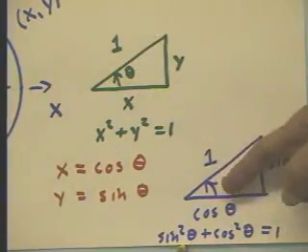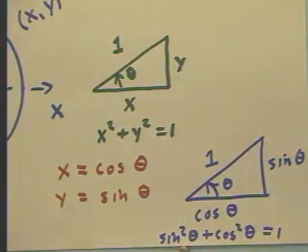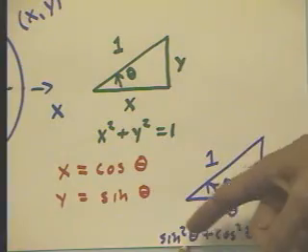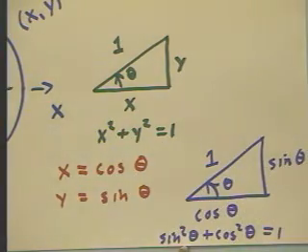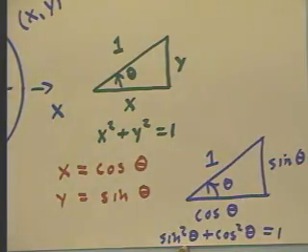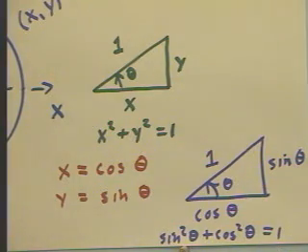We could rewrite this triangle. Instead of x and y, we could rewrite cosine theta and sine theta here. And we see that the sum of the squares of these two things is equal to this. Sine squared theta plus cosine squared theta equals 1. That's a very important identity. And we need to understand exactly where it comes from and how it relates back to the unit circle definition.